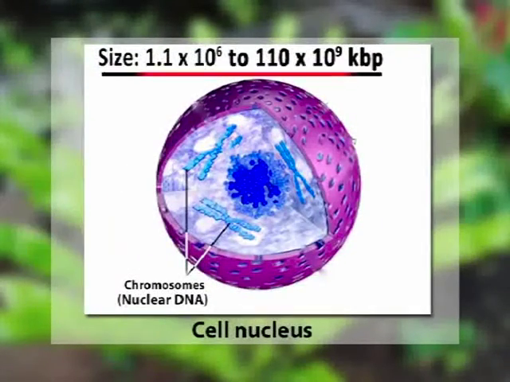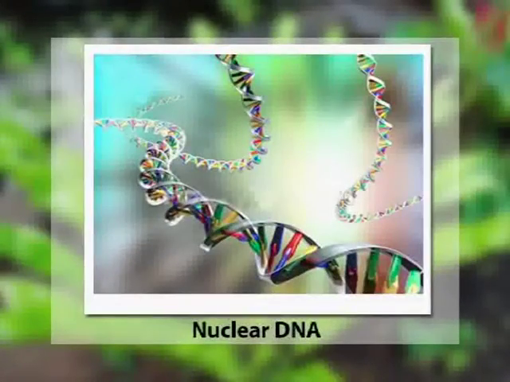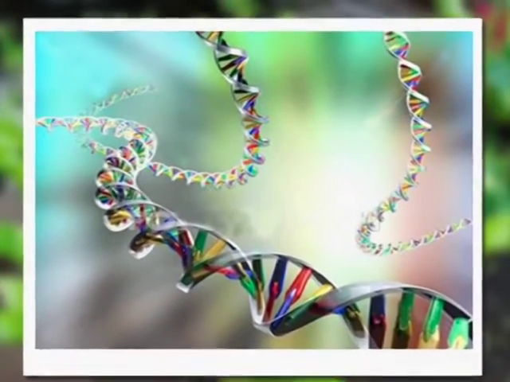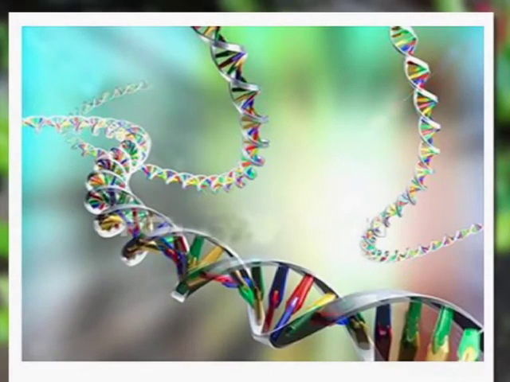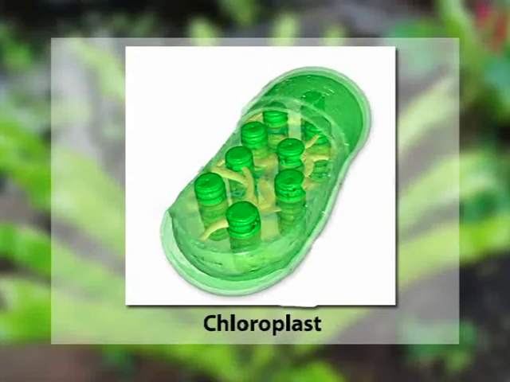Nuclear DNA varies in length from 1.1 × 10^6 to 110 × 10^9 kilobase pairs. Nuclear DNA is inherited biparentally in sexually reproducing species and in some model plants has been sequenced completely. Chloroplast DNA has found wider applications in molecular taxonomic studies.